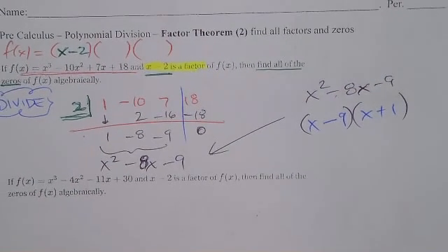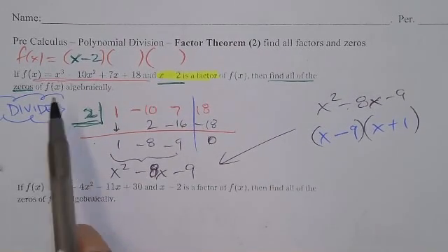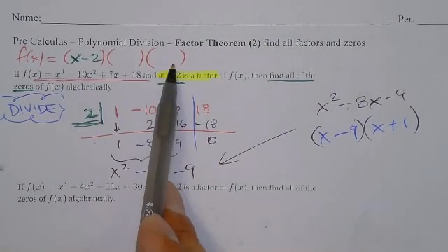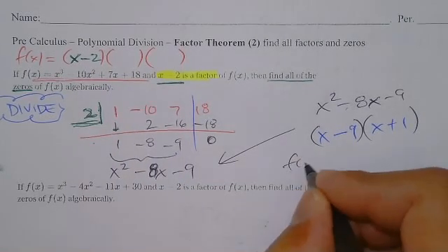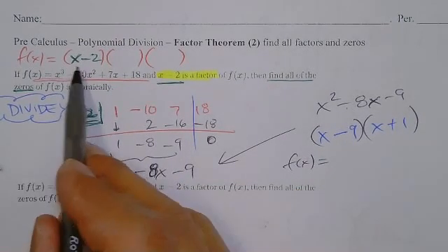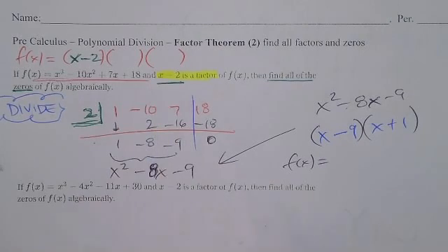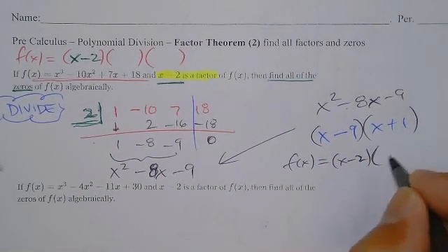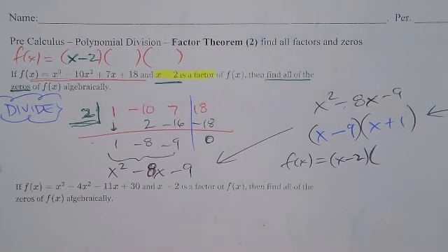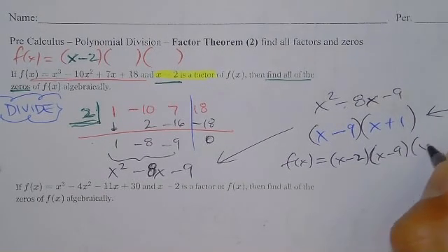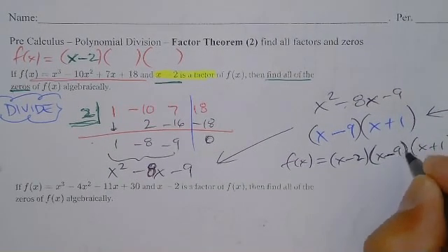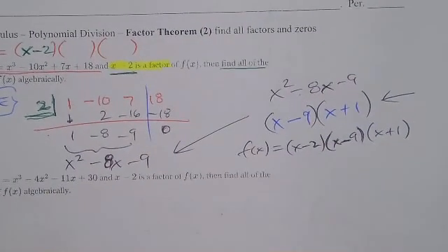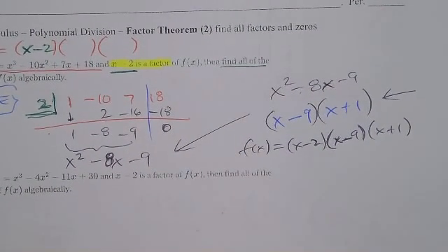Does everybody understand we just found all three factors? What did we just find out? We just found out that this polynomial can be written as the product of what three factors? Well, f of x is equal to, remember we had the x minus 2 already? That was the first one that was given. And what are the other two? The ones we just found, isn't it x minus 9 and x plus 1? You guys agree with that? Yeah.